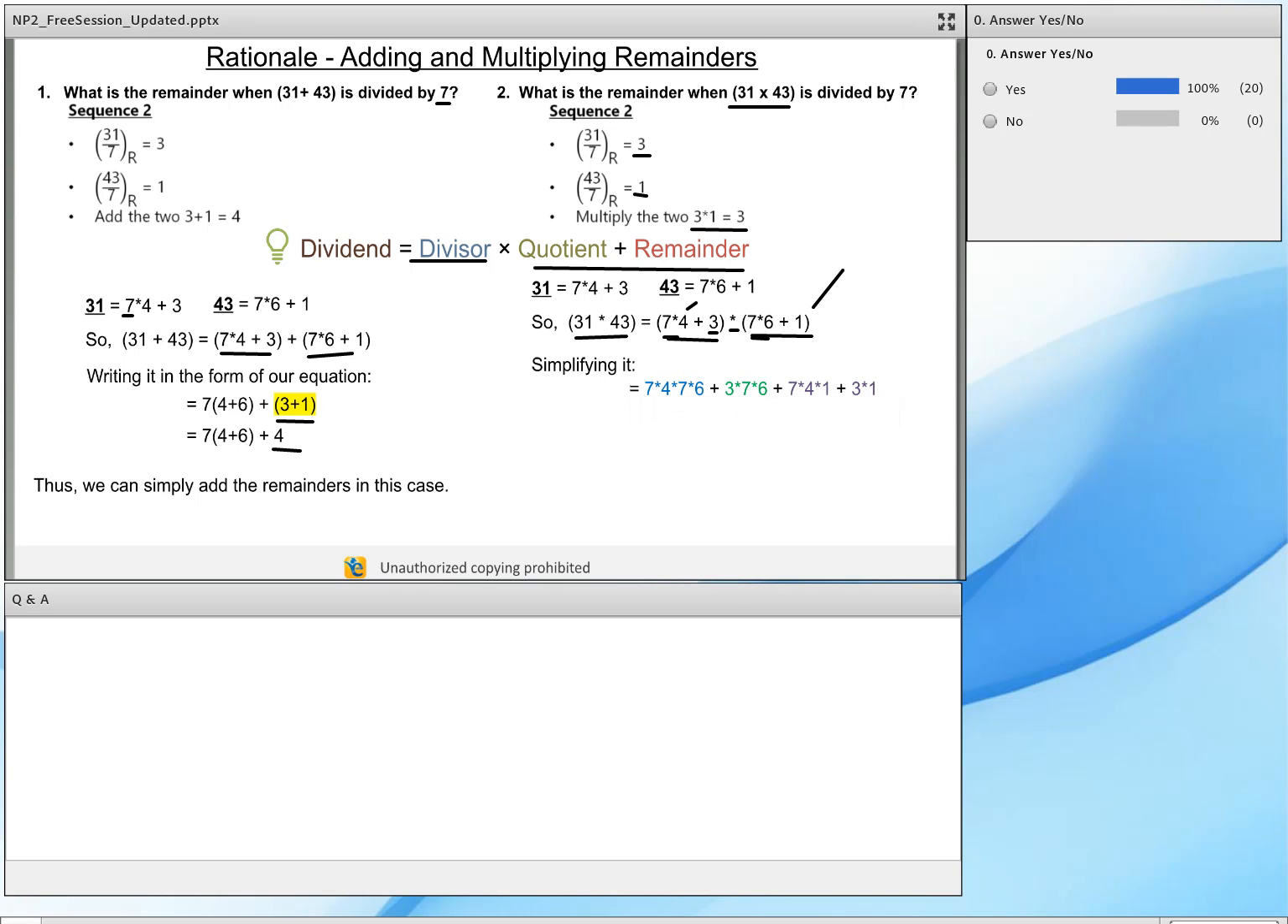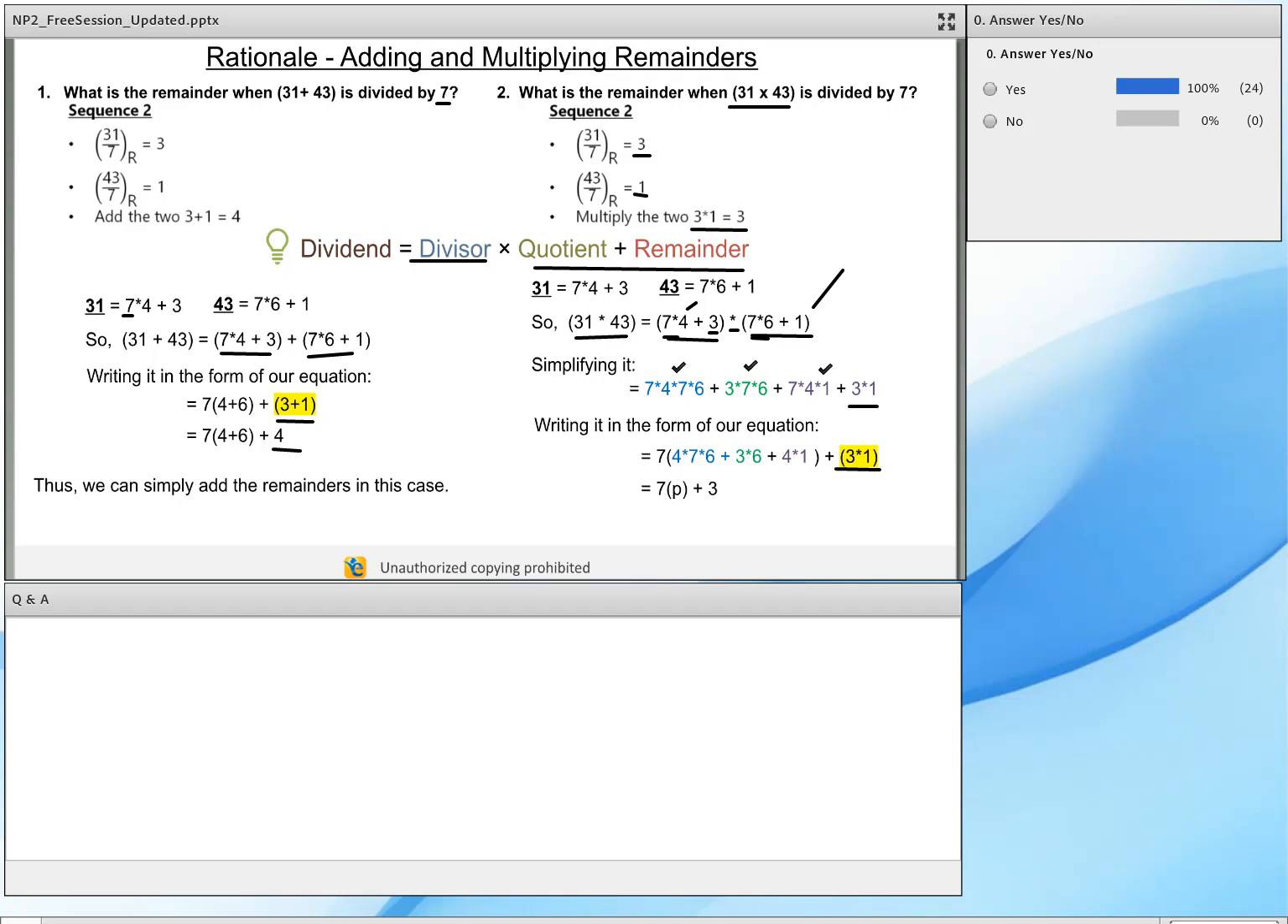And what you see when you do this is there are a bunch of terms. This is divisible by 7, this is divisible by 7, this is divisible by 7, which means they leave a remainder of 0. The only term that's not divisible by 7 is this one over here. So we can write all of this as 7 times something plus this, our Euclidean form, which is 7p plus 3, which means your remainder is 3. And what is 3? It is the product of remainders.